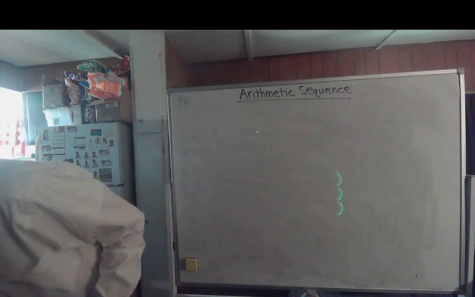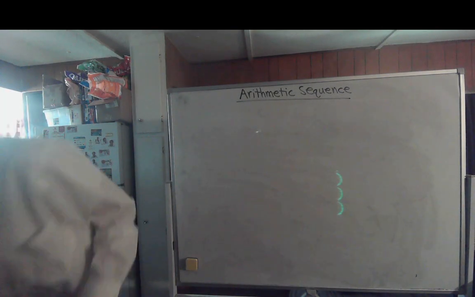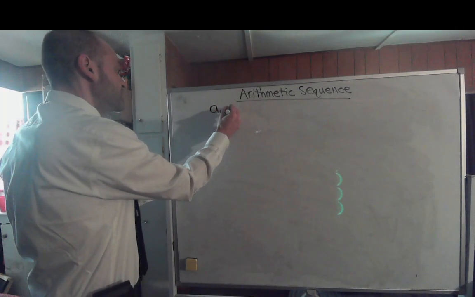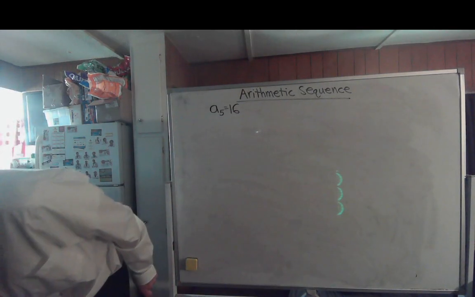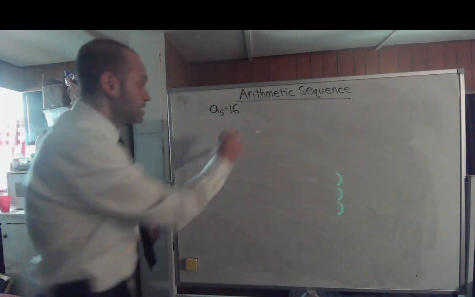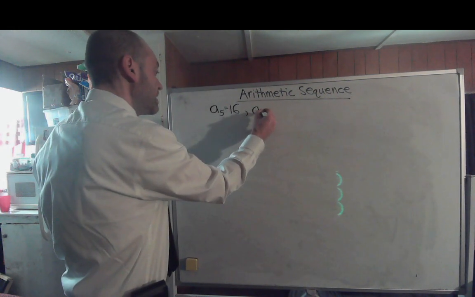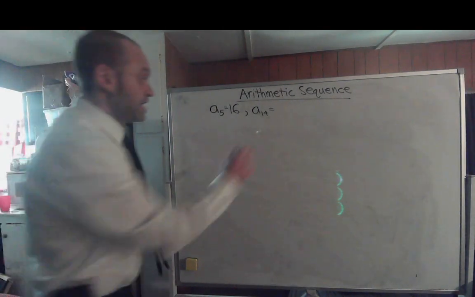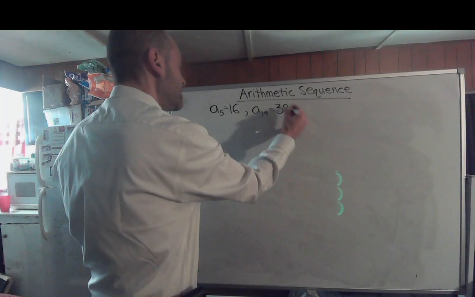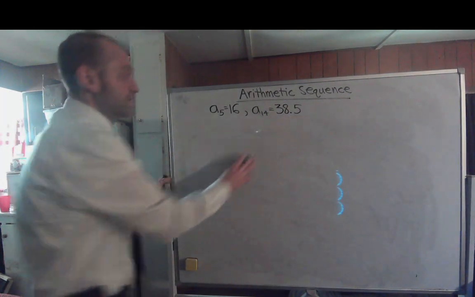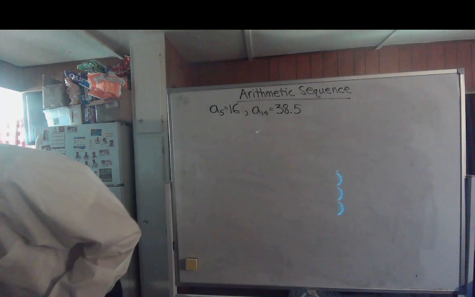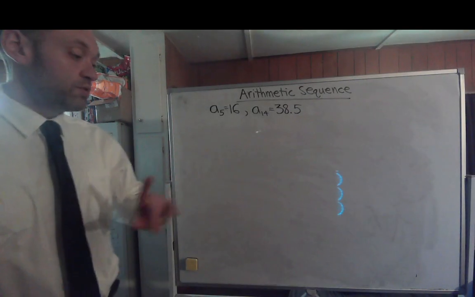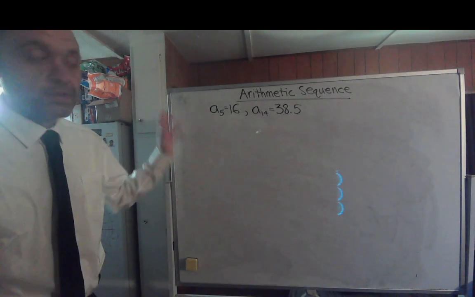So we're given a sub 5 equals 16, a sub 14 equals 38.5. This one's definitely not as nice, is it? But we know the fifth term and we know the 14th term. We do not know the first term or the common difference.